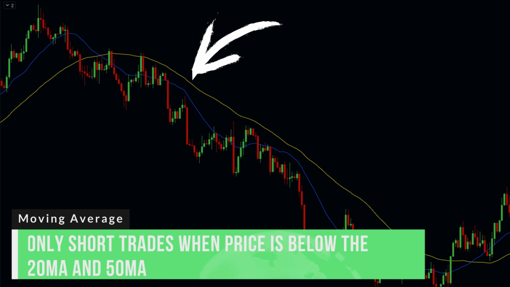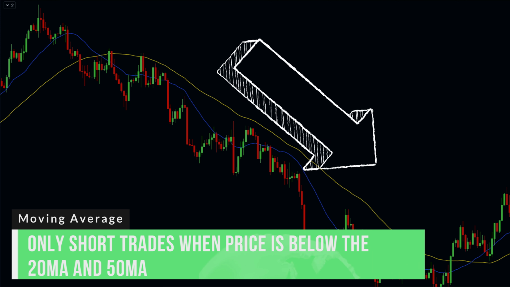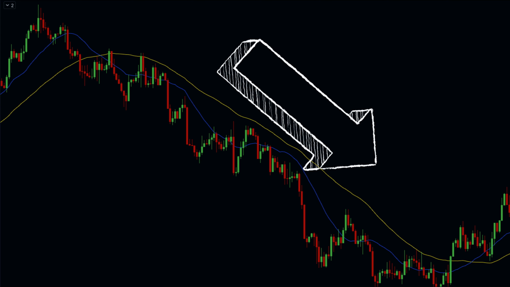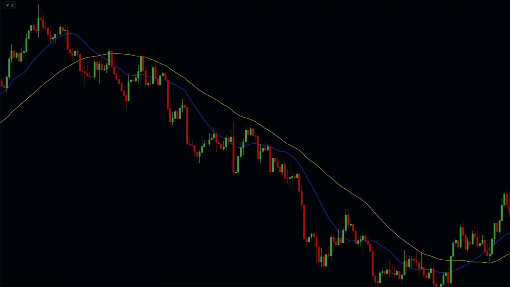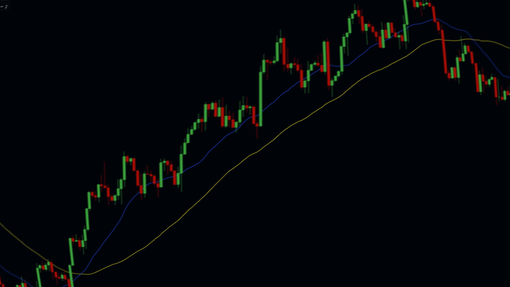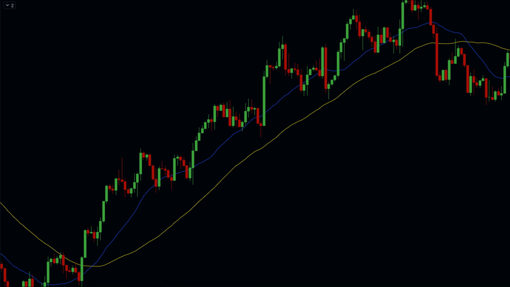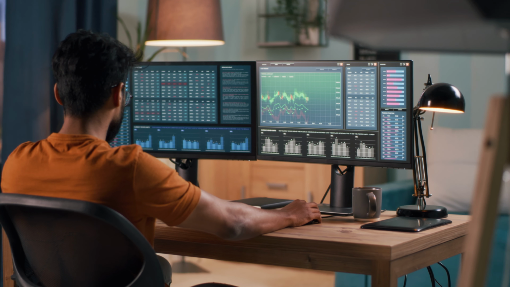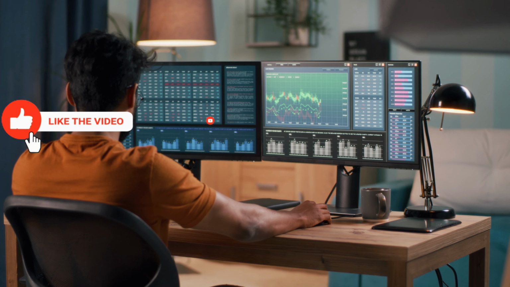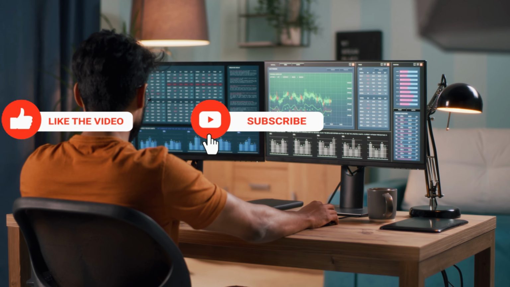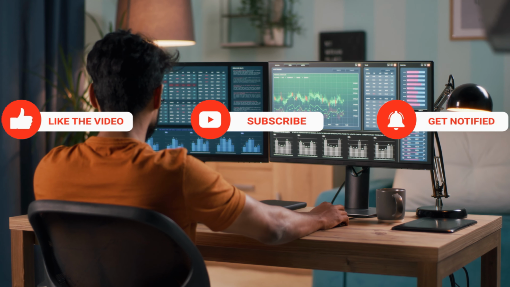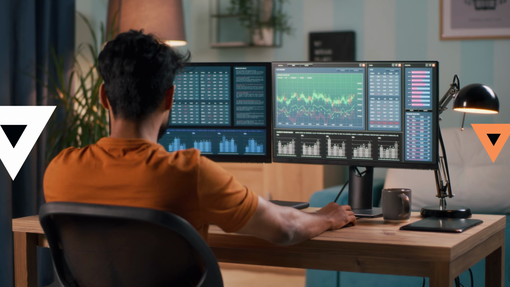When the price is below both moving averages, this means we only look for short trades, when the price is below both the 20 and the 50-period moving average like this. Similarly, when the price is above both moving averages, we only look for a buying opportunity. This can be used as a good objective rule in your trading plan, to build a profitable trading strategy, with the help of the moving average indicator.